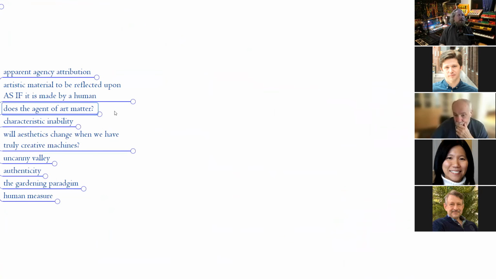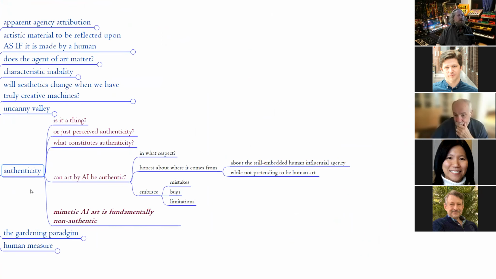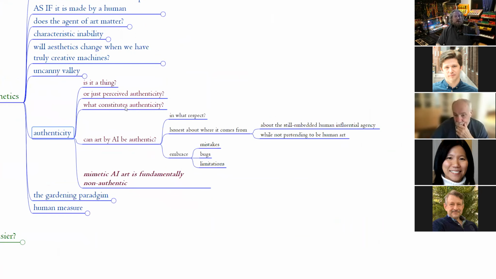I will jump a little bit here to two important points. Authenticity of AI art is also something we should discuss because it's absolutely crucial in human art. But when we say this picture is painted by a computer, it looks like Van Gogh, it's actually not honest about where it comes from. We hide the still embedded huge human influential agency. And it also in some way wants to be human art. So it's inauthentic in several ways.